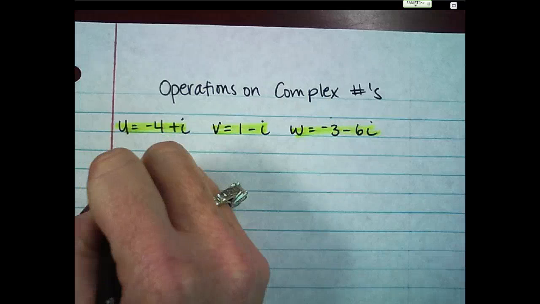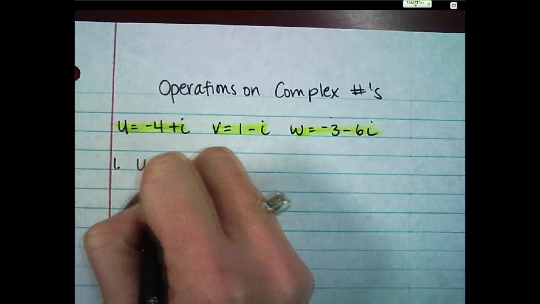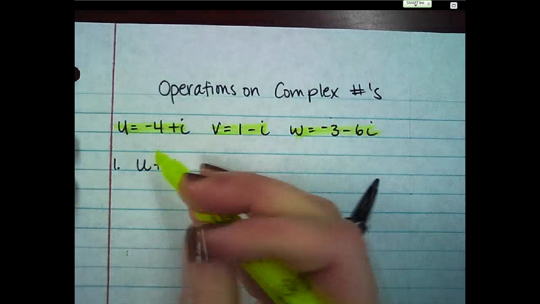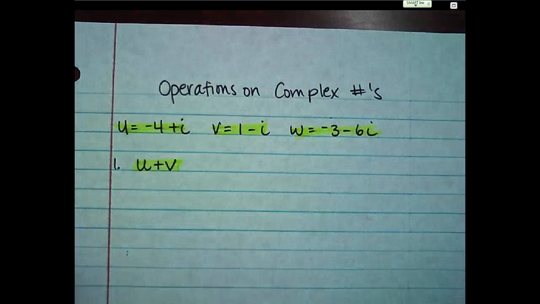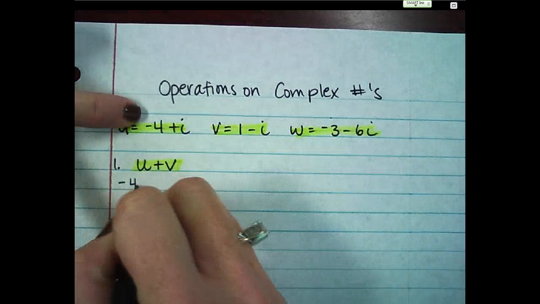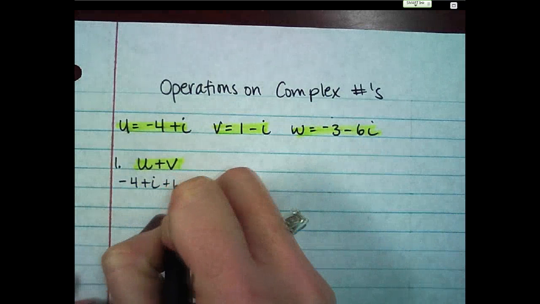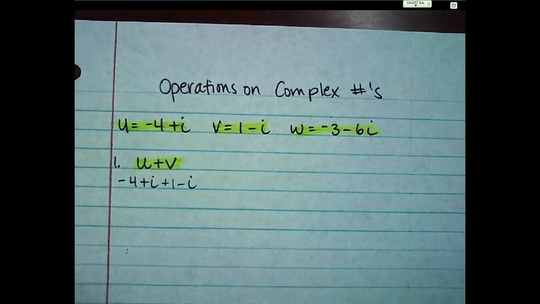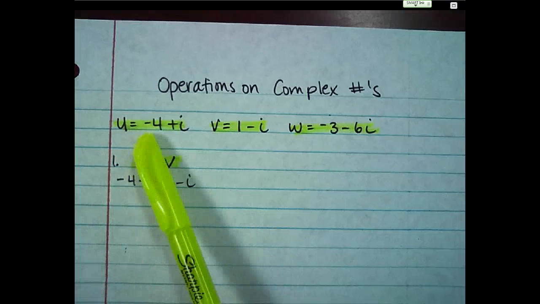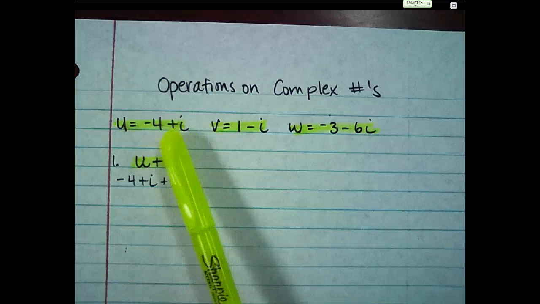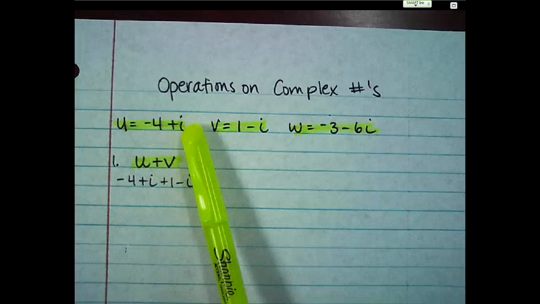So for example, number 1, it's going to ask you to take u plus v. All right, add them together. I mean, this is pretty easy. So if you're asked to add u plus v, you're going to say, all right, I want -4 plus i, because that's u. I'm going to add it to v, which would be +1 minus i. Okay, when you write your final answer, you'll notice that the number is written first, and the complex part, the imaginary part, is written second. So the real first and the imaginary second, always in the same order.